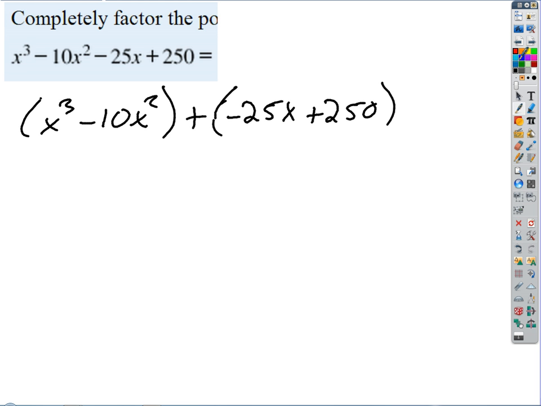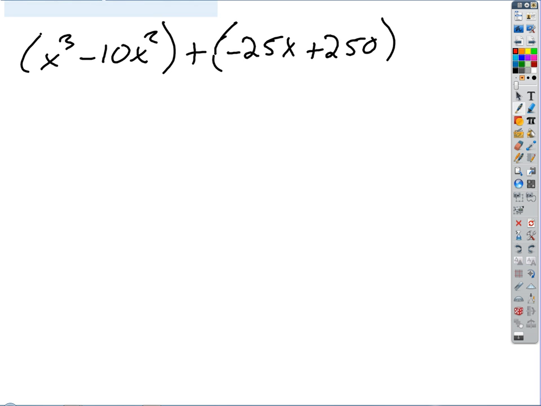Now that I've got this grouped, what do I do with the first group? Greatest common factor. What's the biggest thing I can take out of the first group? X squared. Everybody see that? I can't take any numbers out, but I could factor out, or undistribute, an x squared. Factoring something out means undistributing, or really just dividing. All I'm doing is dividing each term by x squared. What's left behind if I divide those terms by x squared? X minus 10. Everybody see that?